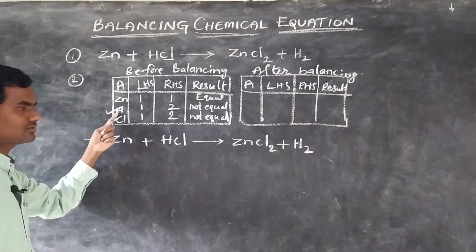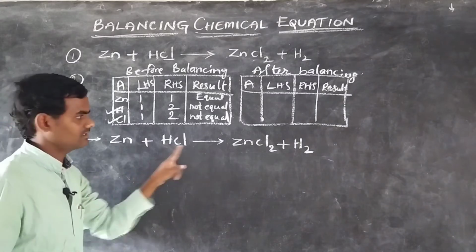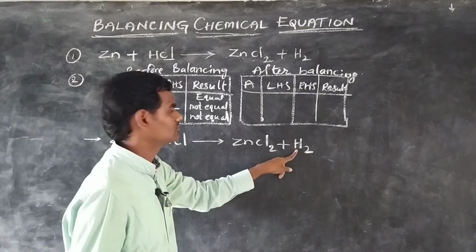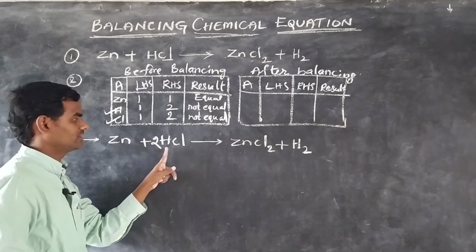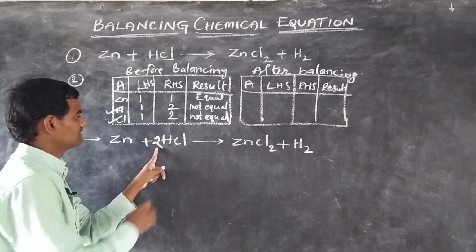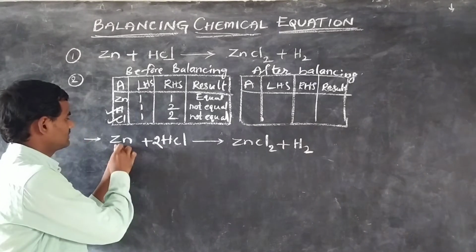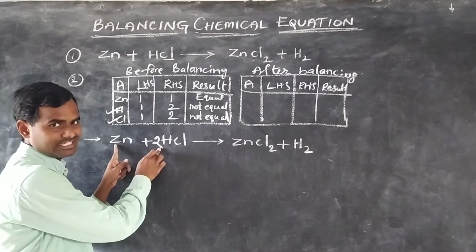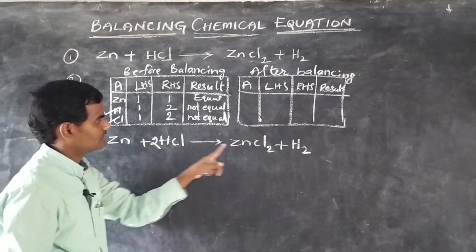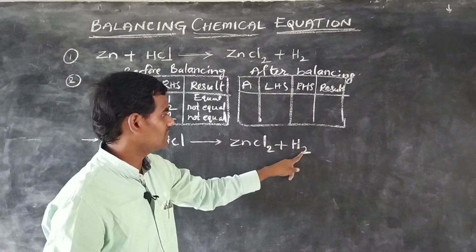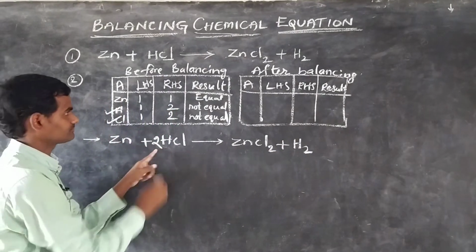So, here what do we have to balance? Hydrogen. Here on left hand side 1 and right hand side 2. So, we have to balance hydrogen by placing 2 here on reactant side, so that the equation will be like this. The number of hydrogen atoms will be equal. When zinc reacts with 2 moles of hydrochloric acid, it forms zinc chloride plus hydrogen. Here 2 hydrogen, here also 2 hydrogen.